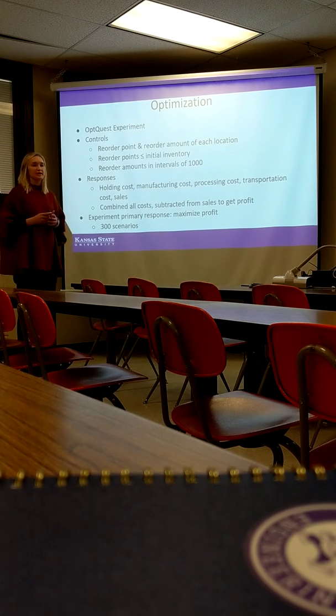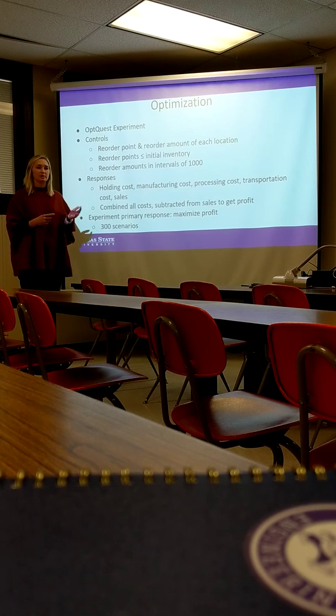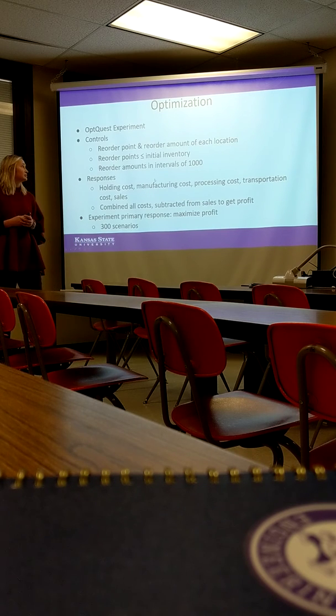Once our models were set up, we wanted to put them into an experiment to see which one gave us the highest profit. To do this, we used the OptQuest experiment, and we set up the reorder points and the reorder amounts as the controls. You can see that the reorder amounts are in intervals of 1,000, which was specified in the problem. Our responses were the different costs that we had: holding costs, manufacturing costs, processing costs, and transportation costs, and then our sales. We combined all of our costs and subtracted these from our sales to get our profit, which is what we wanted to maximize.